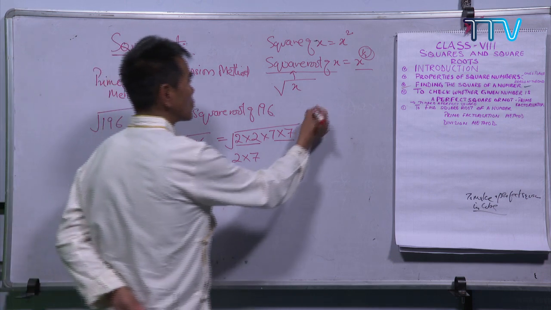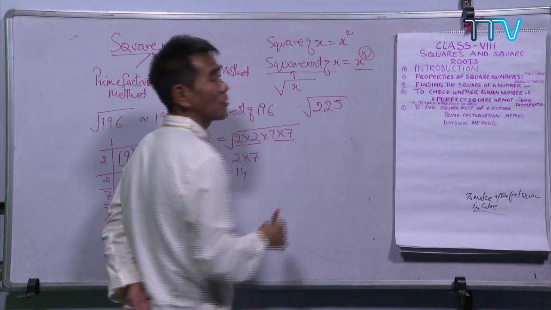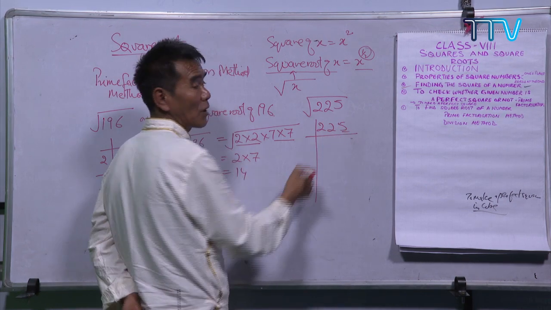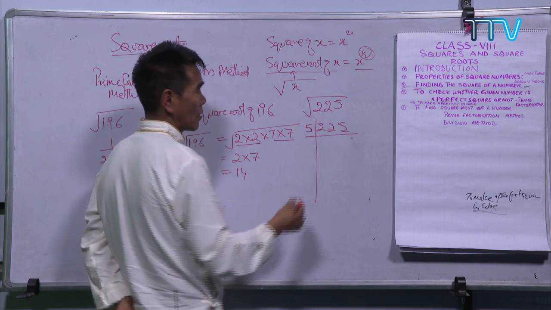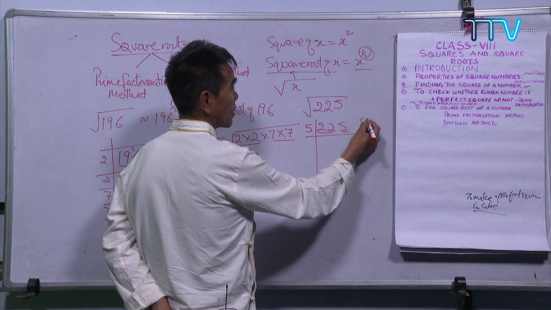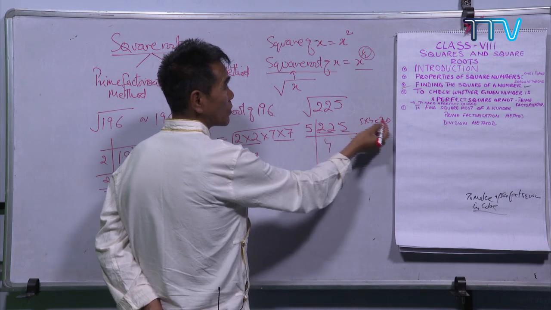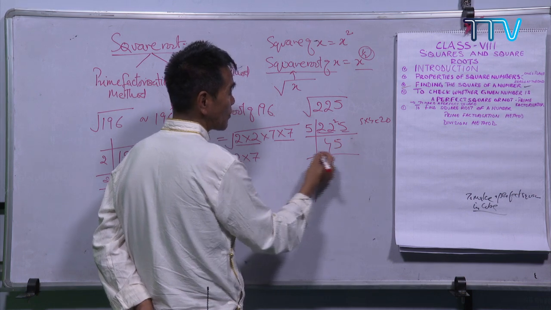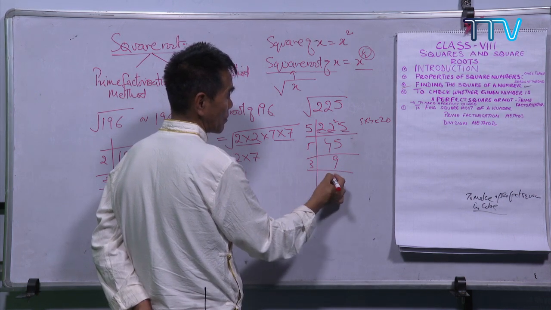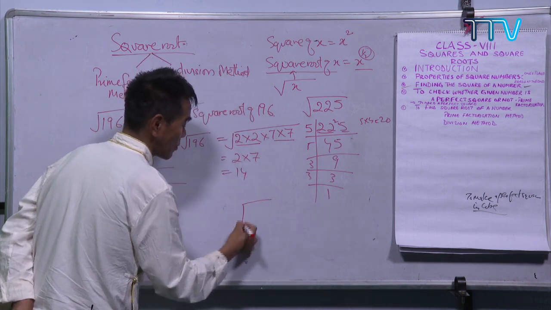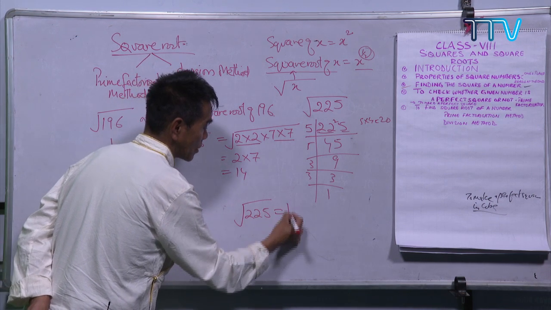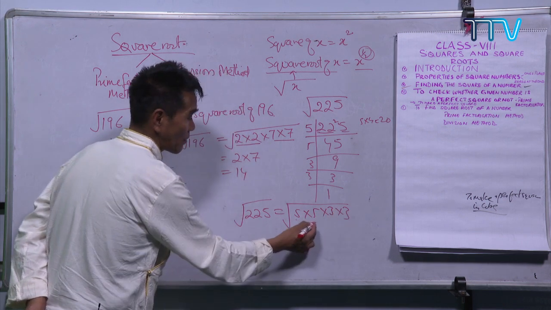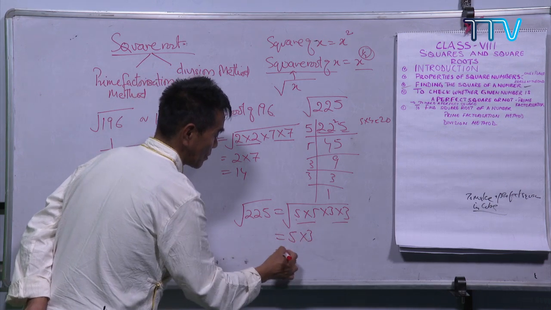Let's take another example, 225. Find the square root of 225 using prime factors. The last digit is 5, so divide by 5. 5 fours are 20, 22 minus 20 leaves 2, carry over to get 25. 25 divided by 5 is 5. Again divide by 5 to get 1. Dividing 45 by 3 gives 15, then 5, then 3, then 1. So 225 equals 5 times 5 times 3 times 3. Take one 5 and one 3 from the pairs, and multiplying gives 15.